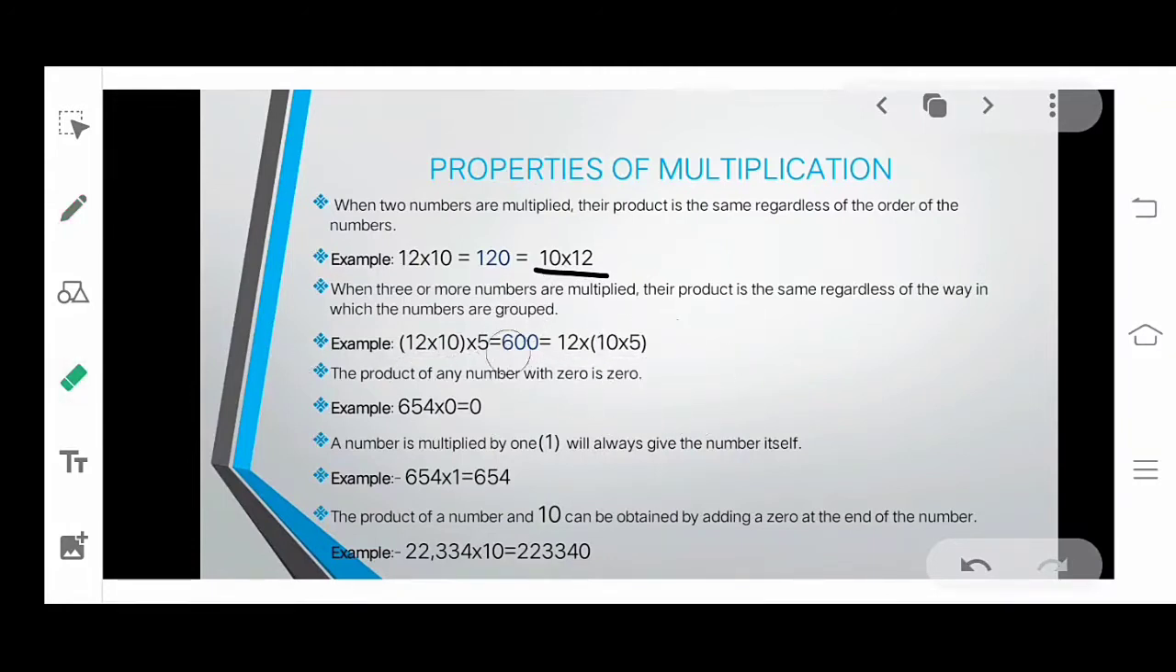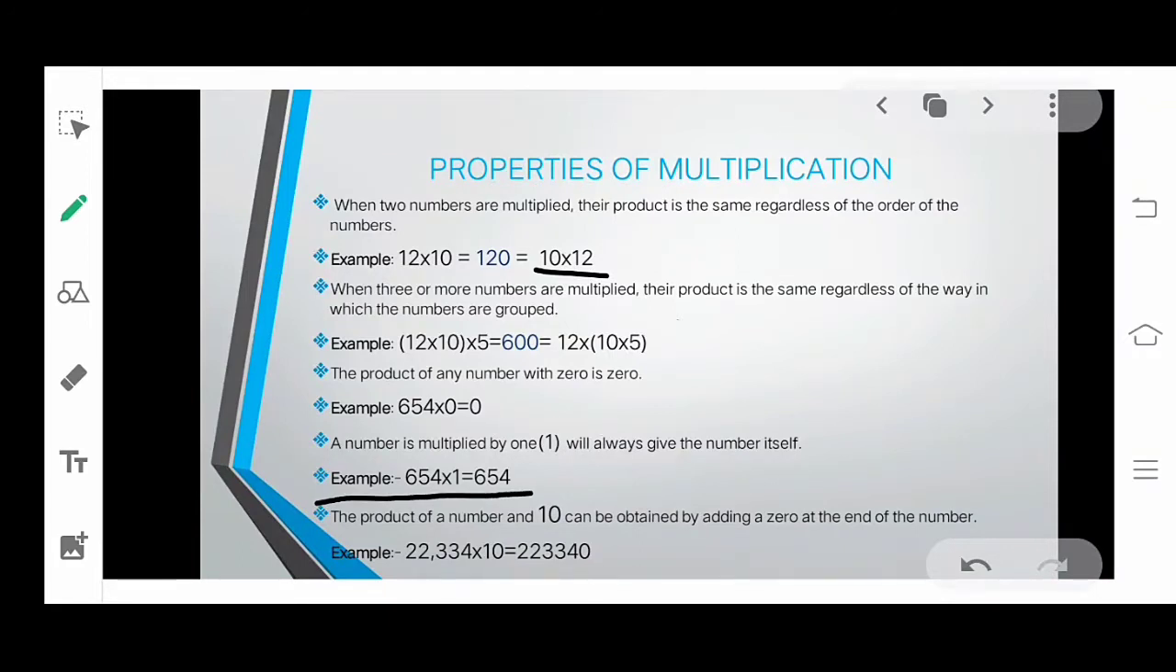Now students, we are going to the next property. The product of any number with 0 is 0. That means when you multiply 0 with any number, the answer is 0. A number multiplied by 1 will always give the number itself. I guess you know this from when you learned tables: 2 ones are 2, 3 ones are 3, 4 ones are 4. So when a number is multiplied by 1, it gives the number itself.